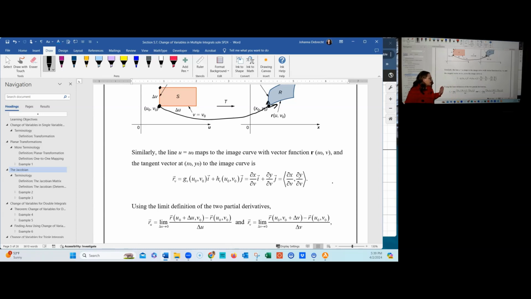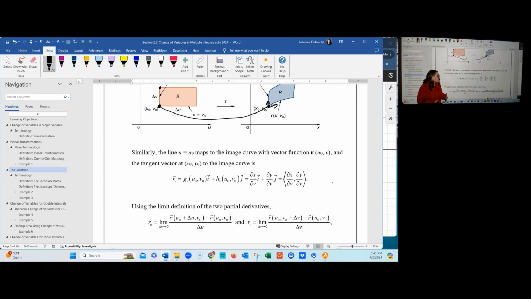And the question is, how can I approximate the area here and scale it so that it's equivalent to the area over here, which is delta U, delta V? So how can I scale these together? So we play a kind of trick where we use the limit definition of the two partial derivatives, the partial of r with respect to u and r with respect to v, which, as you know, is r of u naught plus delta u at v naught minus r of u naught v naught, all divided by delta u. And then for the partial of r with respect to v, u naught is a constant and v goes from v naught plus delta v to v naught. So this is just the basic limit definition of the derivative that we've been using since the beginning of Calculus 1.